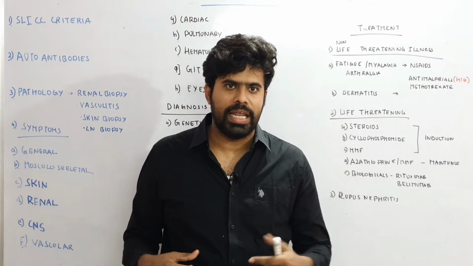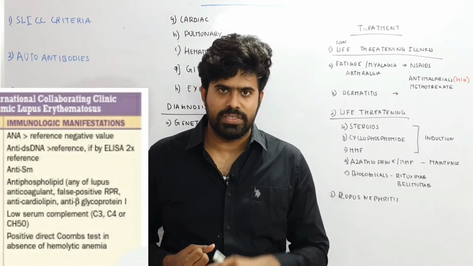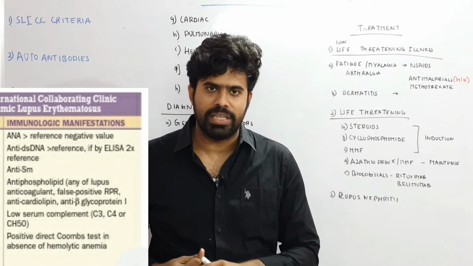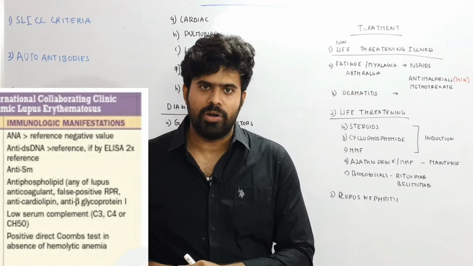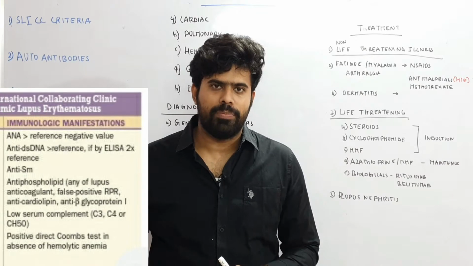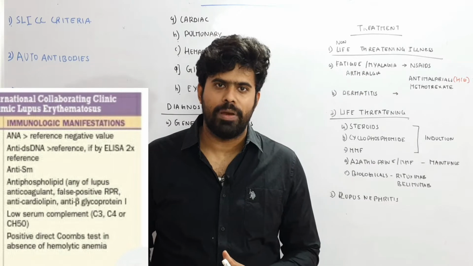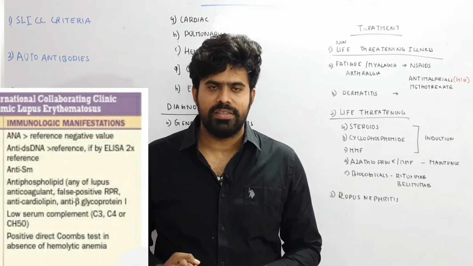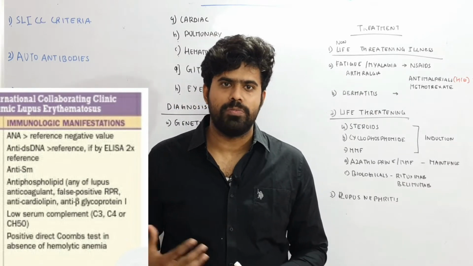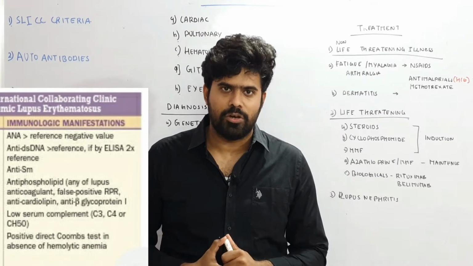And then the lab criteria in the form of positive ANA antibodies, or positive anti-dsDNA, or presence of anti-Smith antibody or anti-phospholipid antibody, any of the three: lupus anticoagulant, beta-2-glycoprotein or anticardiolipin, any one of the three can be taken into account. Then the other findings will be a low serum complement. The patient can have low C3, low C4 and low CH50. This can be present, or the presence of direct Coombs test. In the absence of any hemolytic anemia, there can be evidence of positive direct Coombs test.